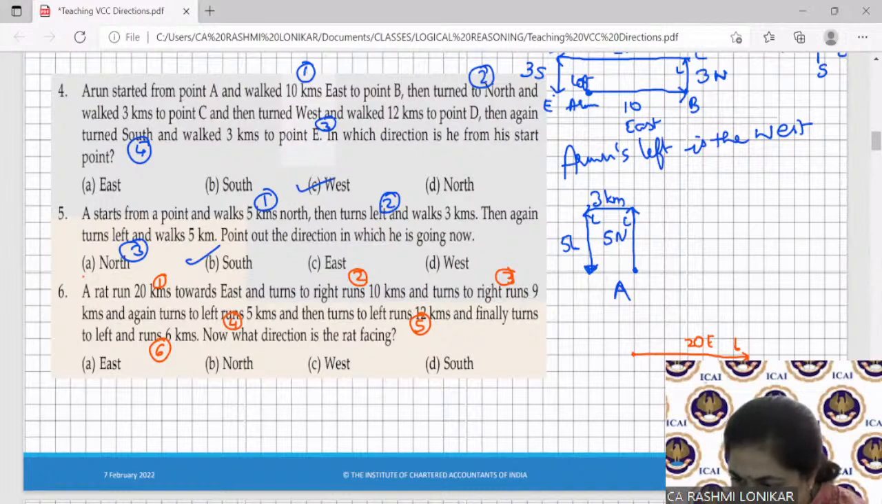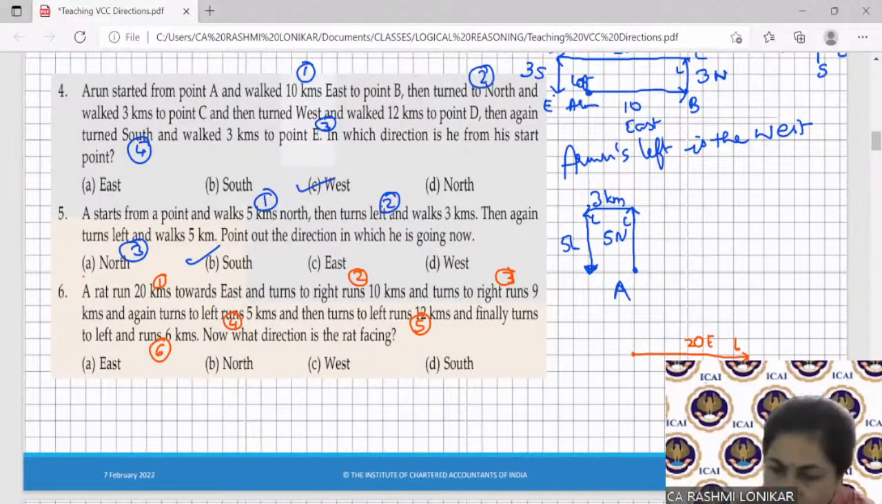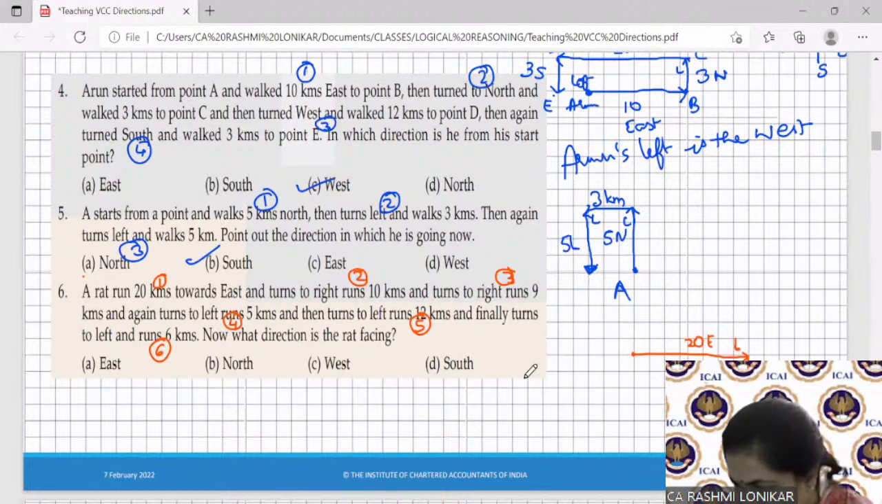Okay, so he's moving in this direction. Where is his left? This is his left. And then turns left and then turns left and moves left, runs 12 kilometers. So this is his left. He's moving from here. This is 9 kilometers and then further ahead, this is 12 kilometers. So he's turning left and moving 12 kilometers and finally turns left. Where is his left? Here it is. Finally turns left and runs 6 kilometers. So this is 5 kilometers and then this.